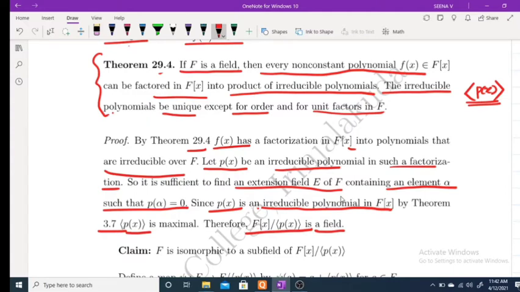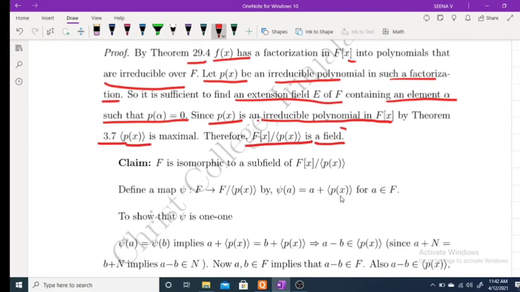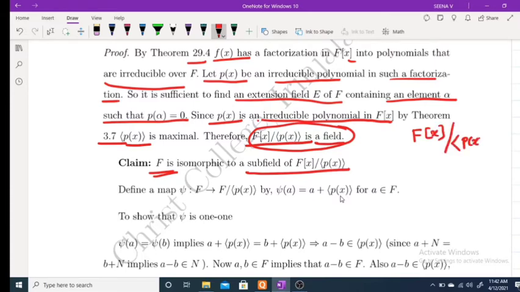Now what we are going to prove is that F is isomorphic to a subfield of F[x] over the ideal generated by p(x). F[x] over the ideal generated by p(x) is a field, and if we prove F is isomorphic to a subfield of it, then F must be a subfield of this one. That is, this is an extension field of F. Actually, here we are using isomorphically equivalent to.